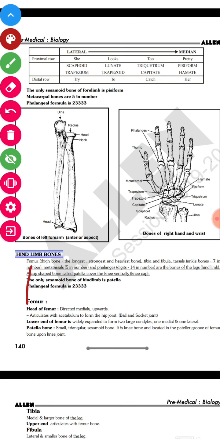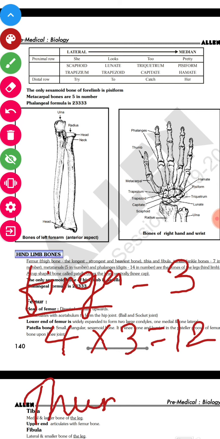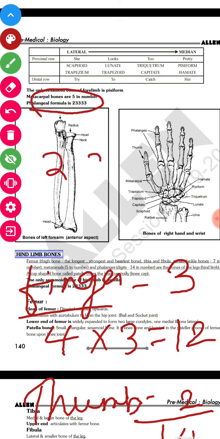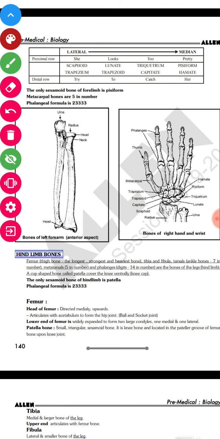See, in phalanges, each finger is going to have 3 phalanges, right? It means total how many fingers are there? 4. So 4 into 3 equals 12 phalanges, and the thumb is going to have 2 phalanges, right? It means total 14 phalanges are going to be there. So over here the phalangeal formula comes to be 2, 3, 3, 3 and 3. If you write the opposite of this, 3, 3, 3, 3 and 2, it can be considered wrong. So please select this kind of option if it is already given, right?